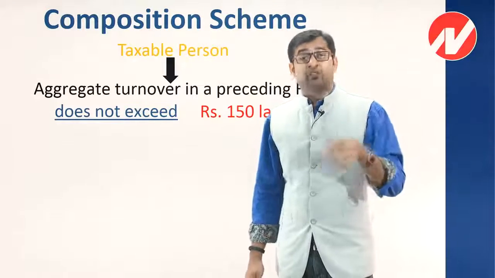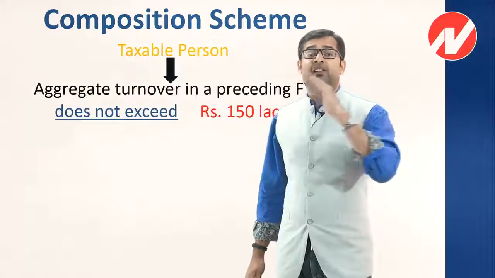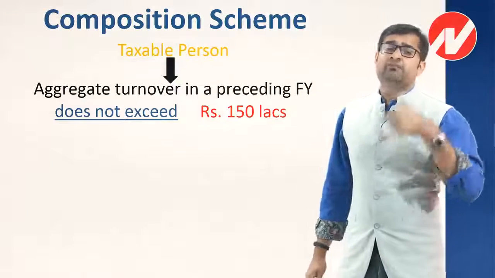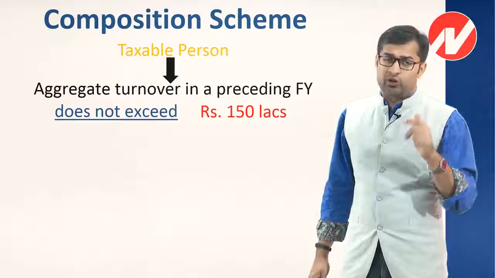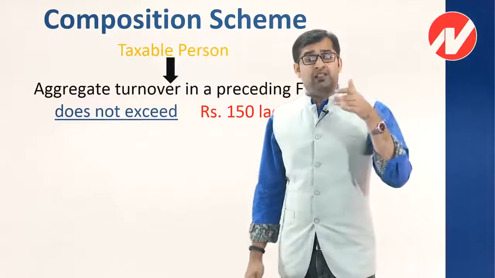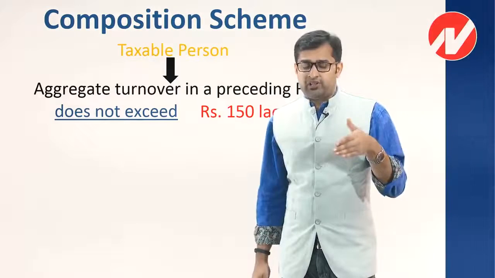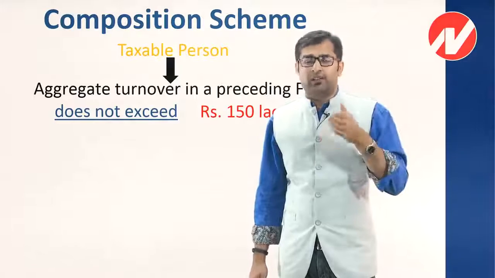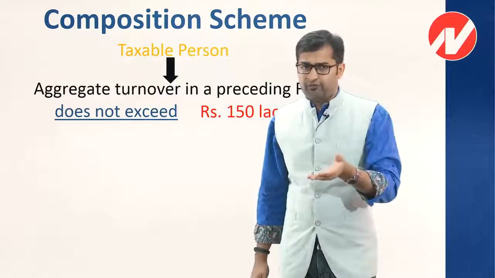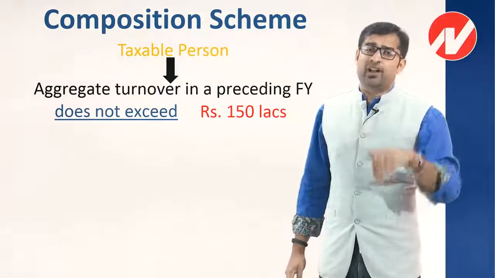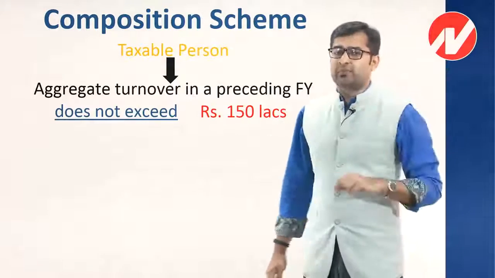But yes, again, that does not mean that in all subsequent years I am out of composition scheme. Let us take this point that मान लो कि in previous year I had a 160 lakh turnover, so in current year I am not eligible for composition scheme. Let us say in current year my turnover turns out to be 200 lakh. Then in subsequent year there is no question of claiming composition scheme. But the point is, what if in current year my turnover is only 100 lakh? Can I claim composition scheme in subsequent year?